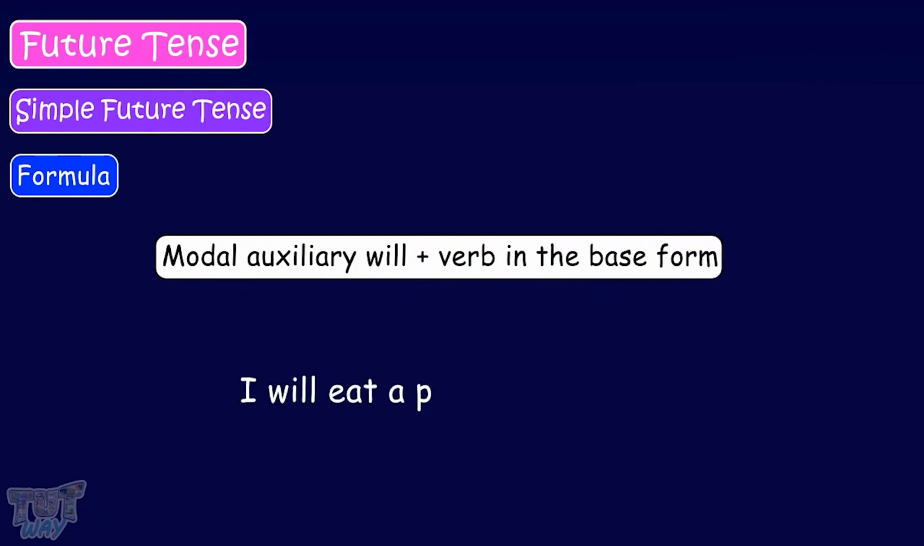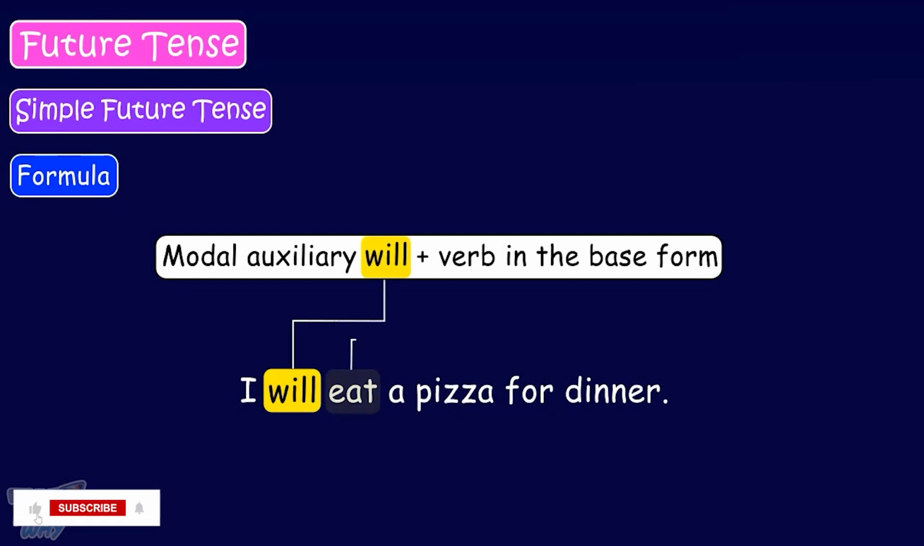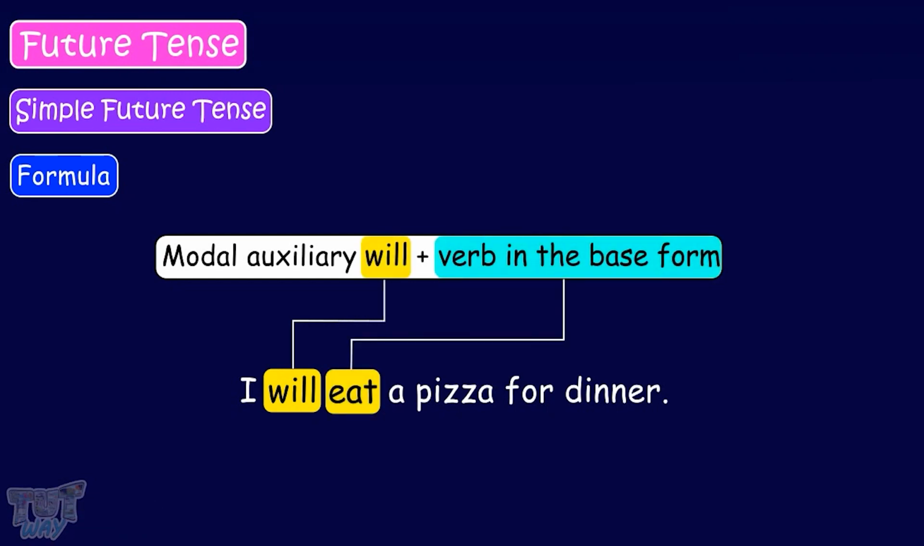I will eat a pizza for dinner. Here, will is a modal auxiliary and eat is the base form of the verb eat. And we have written a simple future tense that shows something that will happen in the future, but not at any fixed time, and will happen only once.